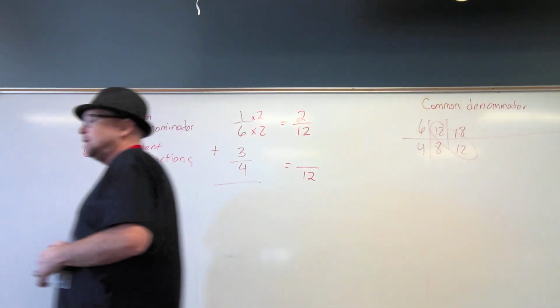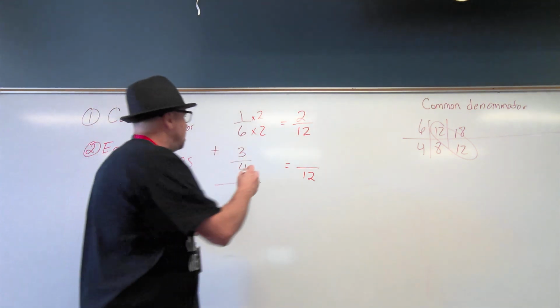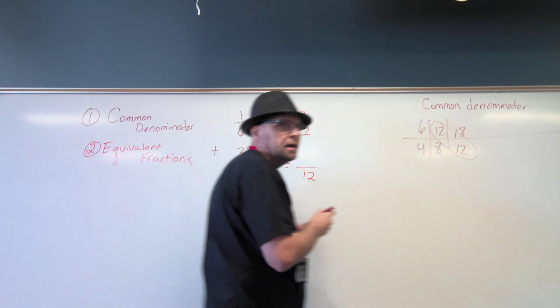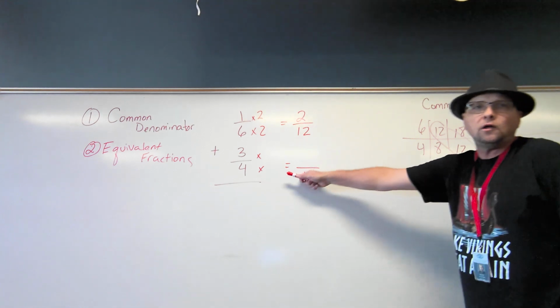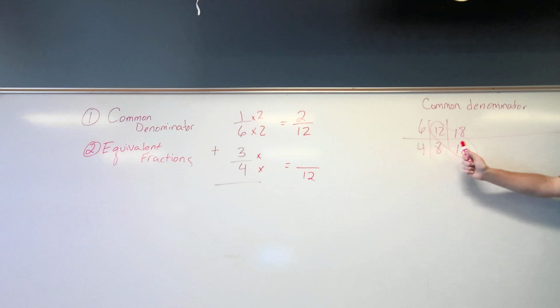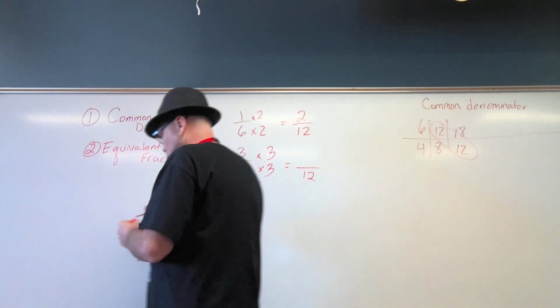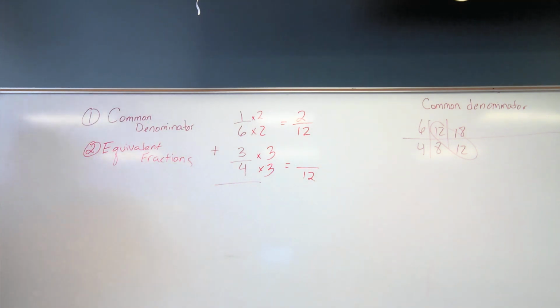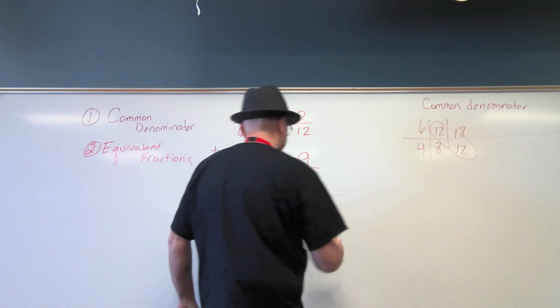Now I've got to do the same thing for 3/4. My common denominator is 12, which means I have to multiply both my numerator and denominator by the same thing. So what do I multiply by 4 to get 12? 3. I can look over here: 1, 2, 3. Makes it easy. I've already done that part of the math. And my numerator then will be 9. I know my answer is going to have 12 here.